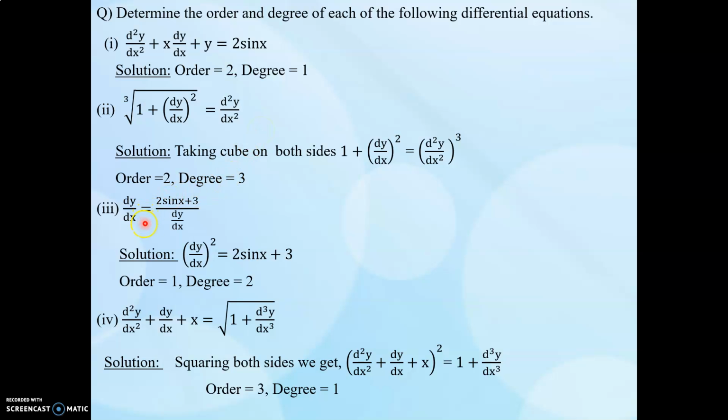So here dy upon dx is equal to 2 sin x plus 3 upon dy upon dx. So you will cross multiply this one. So dy upon dx whole square is equal to 2 sin x plus 3.